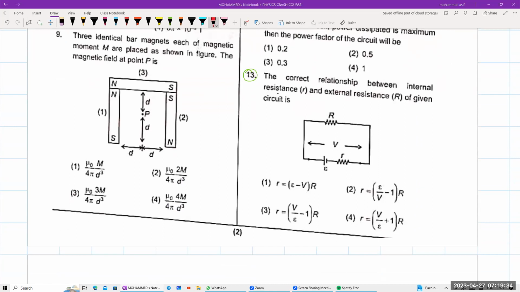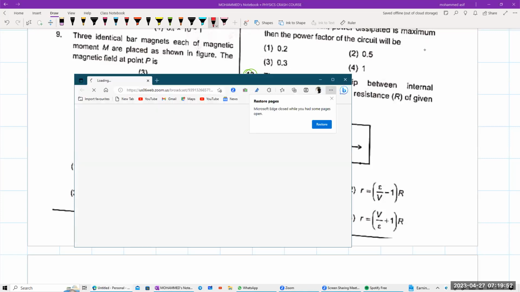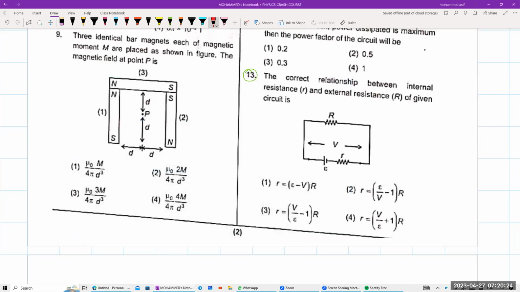The correct relationship between internal resistance and external resistance of the given circuit is... The correct relationship between internal resistance and external resistance is given by. Anyone? See, it is a combination of capital R and small r, na beta.